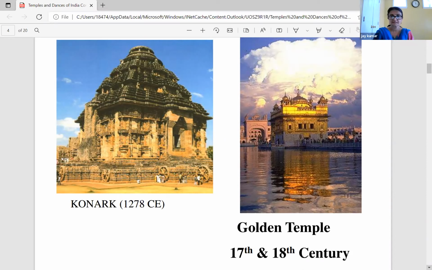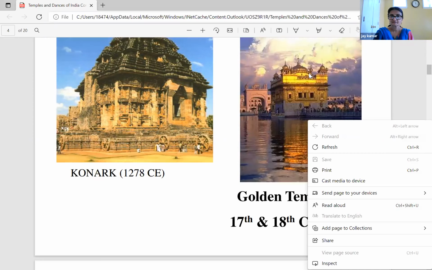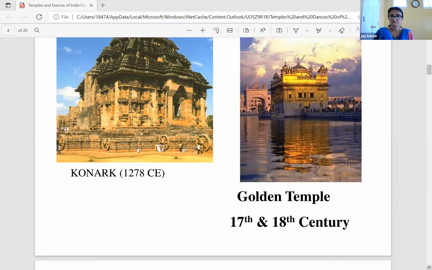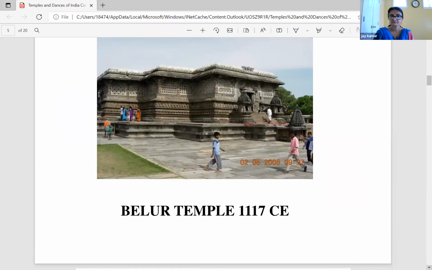Okay, next, please. Okay, this is a star-shaped temple, which is from my husband's hometown of Belur. As you can see, these are even older temples, which were built in 1117 Common Era. That is how old these temples are.